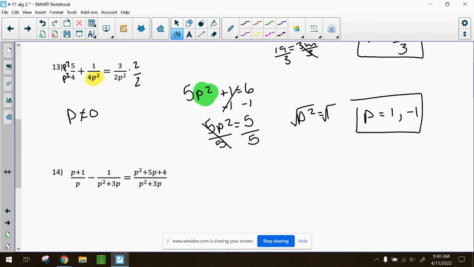To find a good example of what you're going to see on your test tomorrow, I would look for what we did in the warm-up. That's a good example of solving by factoring.